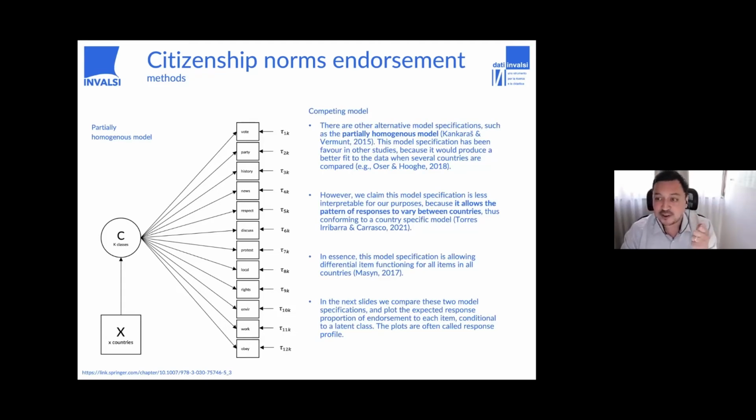So if we discuss the competing choices, the other modeling choice that can be interpreted as a metric equivalence model is the partially homogeneous model.